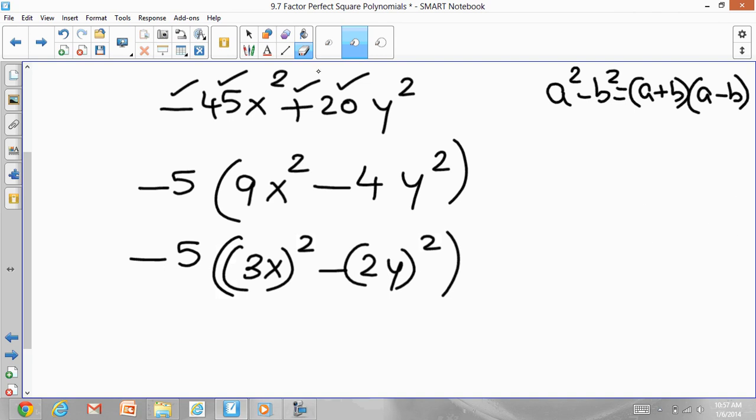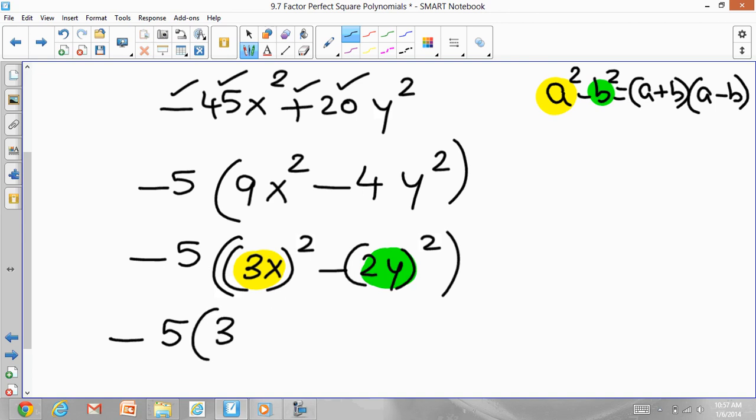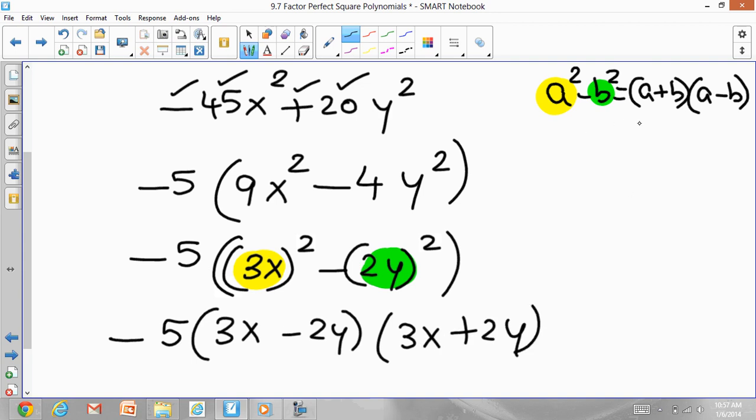So now highlighting and showing that my a now looks similar to 3x. And my b is my 2y. So now I have my minus 5 to deal with on the outside, which tags along. So this is my a squared minus b squared formula. So it's going to be 3x minus 2y and 3x plus 2y. So one of them is going to be a plus, one of them is going to be a minus for the a squared minus b squared formula.